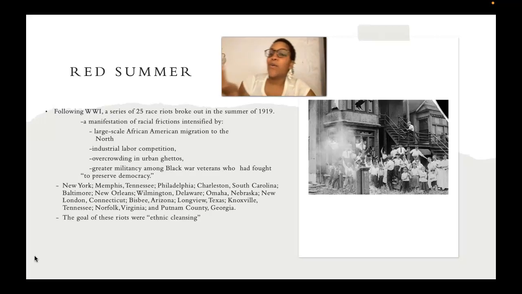And so these riots took place in New York, Memphis, Tennessee, Philadelphia, Charleston, South Carolina, Baltimore, New Orleans, Wilmington, Delaware, Omaha, Nebraska, New London, Connecticut, Bisbee, Arizona, Longview, Texas, Knoxville, Tennessee, Norfolk, Virginia, Putnam County, Georgia, and other places. And truly the goal of these riots was a racial cleansing. This was not oftentimes a targeted attack. It was literally, there's a Black person, let's murder this Black person.